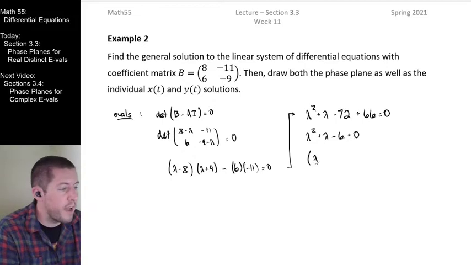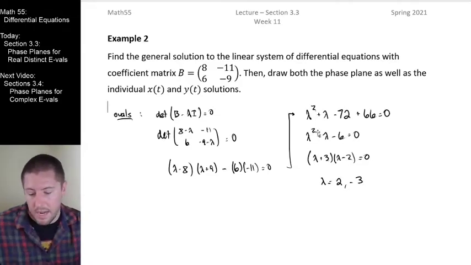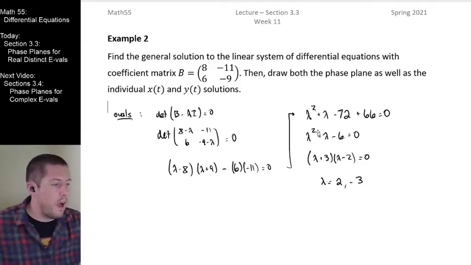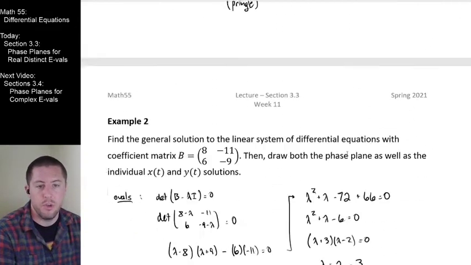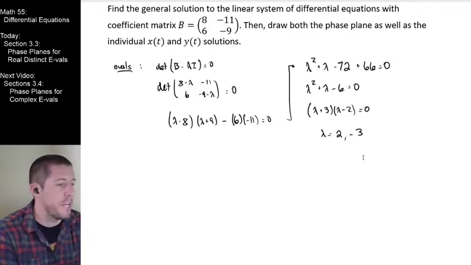It looks like it does factor. Lambda plus 3, lambda minus 2. And I'm going to get that lambda equals 2 and negative 3 for this guy right here, which, notice, is exactly the same eigenvalues we got in the previous one, 2 and -3. We got 2 and -3 again.